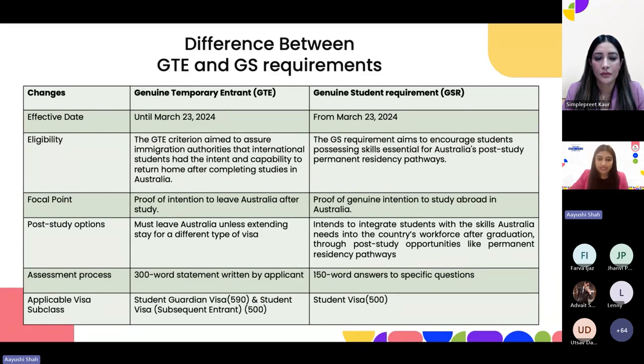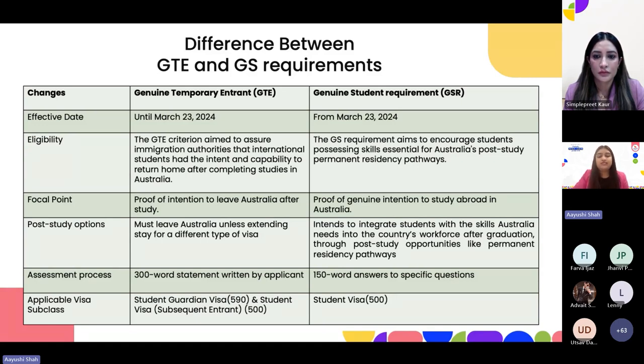But when it comes to GSR, the genuine student requirement, it broadens the scope beyond intentions, exploring a comprehensive evaluation that mainly encompasses financial stability, language skills, and your career options, which will benefit from your current course. Obviously, you have to have alignment across these, because this is more of a holistic approach where they are going to ask and assess not just one topic, but a variety of things. And you have to make sure that you satisfy all those topics.